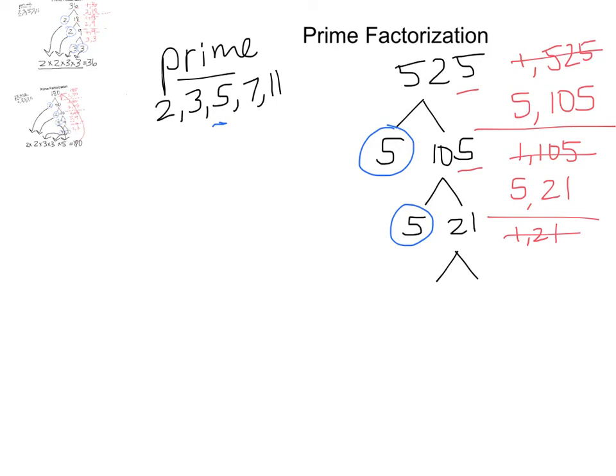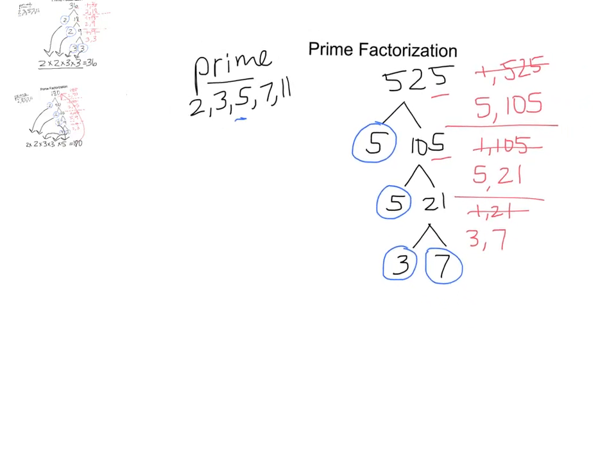So now I'm looking back up to my prime numbers. What prime numbers go into 21? Well, I know 3 times 7 gets me to 21. So I'm going to use that factor pair in my branch. That gets me 2 prime numbers. I'm going to go ahead and circle those.